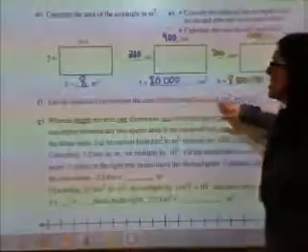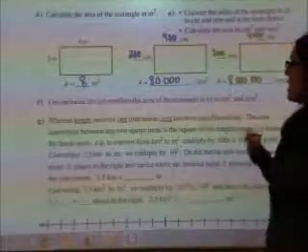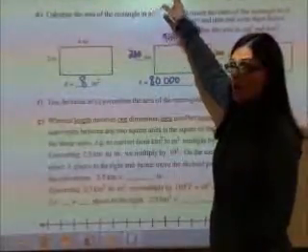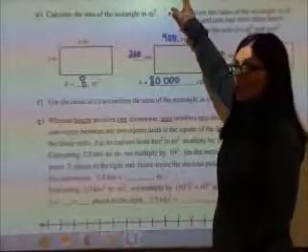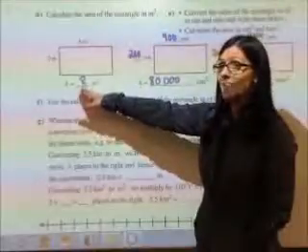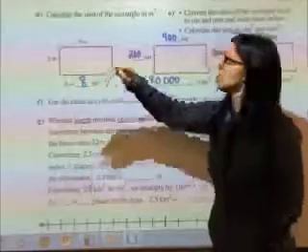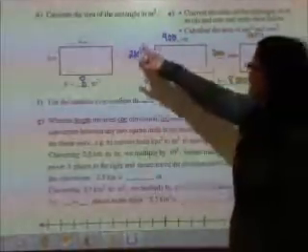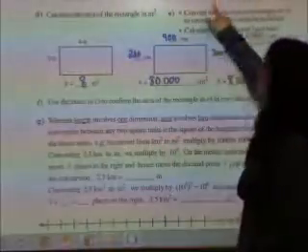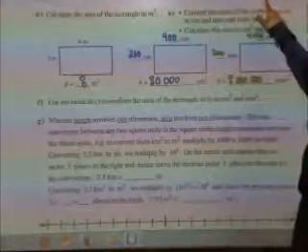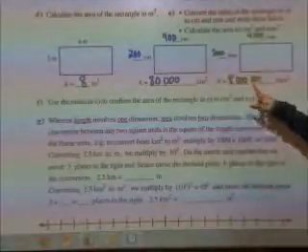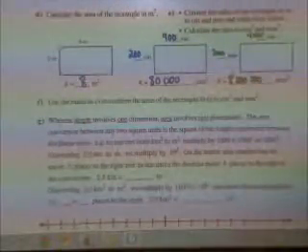So if I look back, question F says use the ratios to confirm the area of each rectangle. I have that 1 square meter equals 10,000 square centimeters. So that means that 8 square meters should equal 80,000 square centimeters. 1 square meter equals 1,000,000 square millimeters. So 8 square meters should equal 8,000,000 square millimeters.